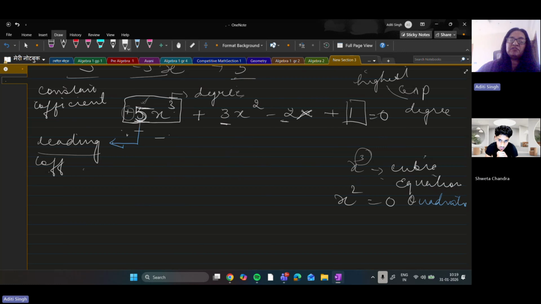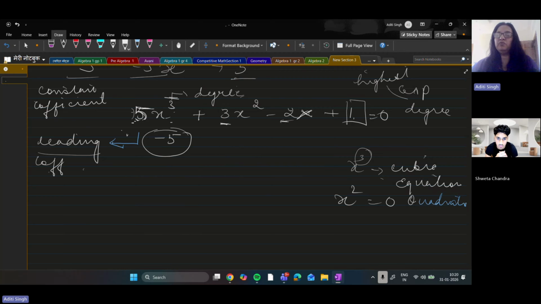If it is -5, then what is the leading coefficient? Negative 5. -5 is the leading coefficient, not 5. If it is plus here, then it is positive 5, the leading coefficient. So now these we don't care about.